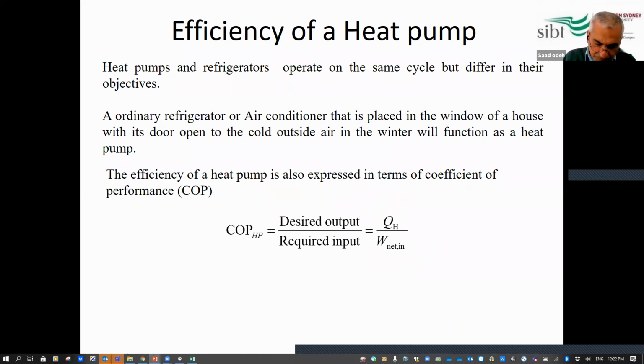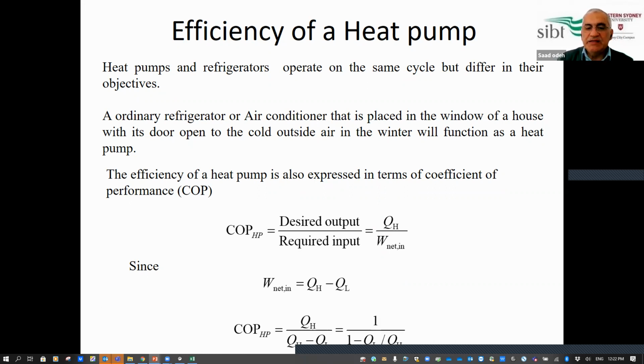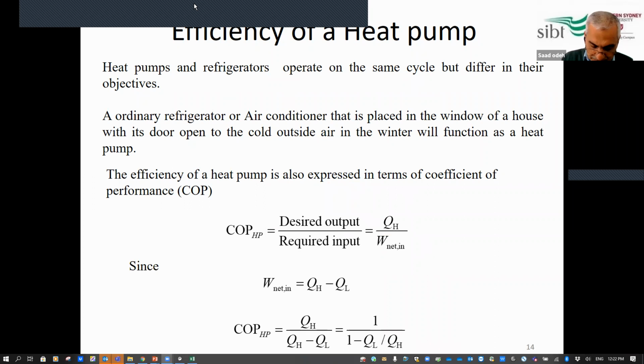Okay. So same thing we do. We can substitute the value of work net by QH minus QL, and we end up with this equation, the equation of the COP. It's QH divided by QH minus QL, or if you want to reduce it, take QH down in the denominator, and then you'll end up with this equation. So you can use either one of them, the first one or the second one, it doesn't matter. Both of them will give you the same results, right? Okay.